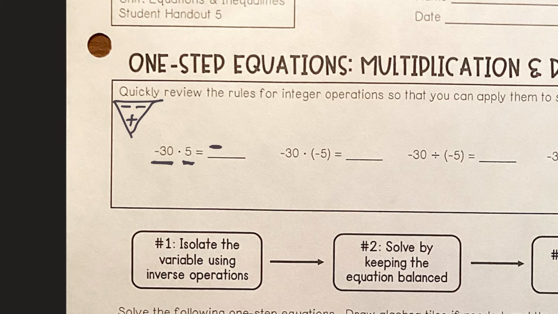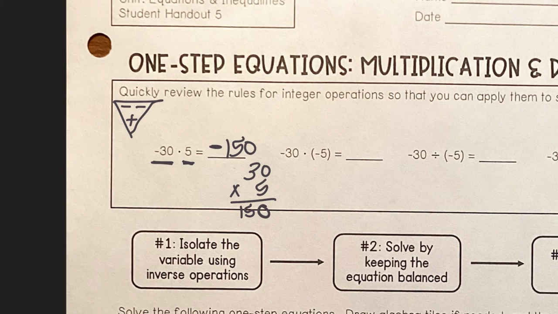A negative times a positive is always going to be a negative because those signs are different. And then we would just do the multiplication like normal. We would do 30 times 5. 5 times 0 is 0, and 5 times 3 is 15. So this would be negative 150. That would be our answer.